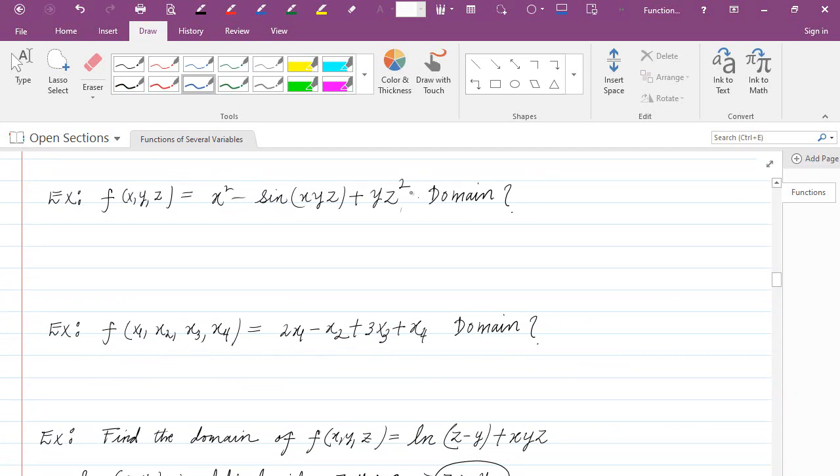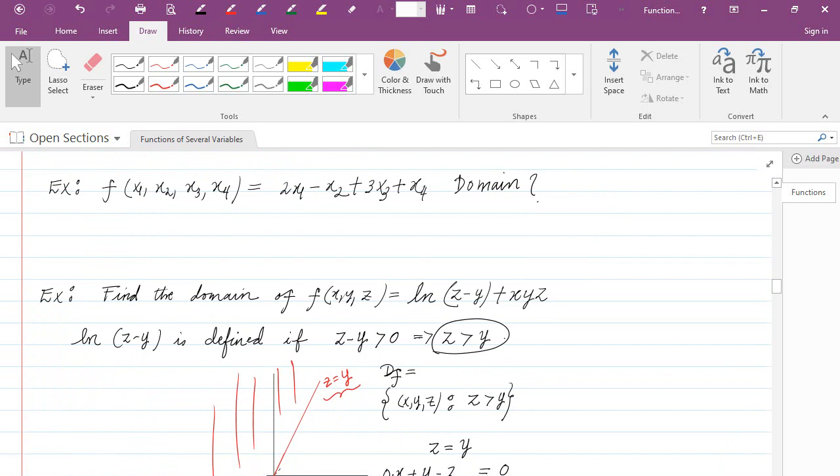Well, notice that each of these terms makes sense no matter what xyz is. So sine can be evaluated at any real number. So xyz could be anything there. So we see that the domain here would be R3 again.